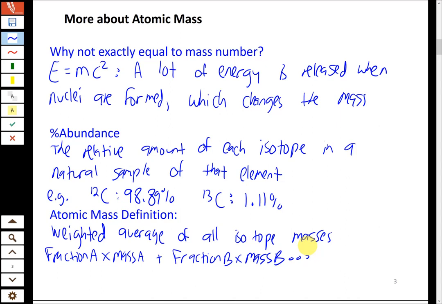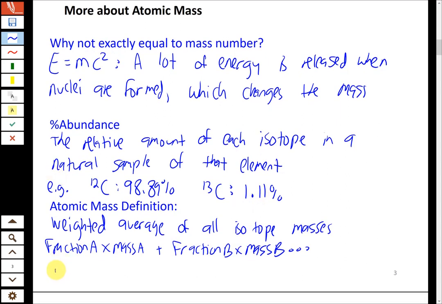For carbon, it's basically 2 that you have to worry about. For other elements, there might be more than 2 isotopes, but it's just the fraction of each isotope multiplied by the mass of each isotope, added together. And just to keep in mind the terminology here, fraction is the percentage divided by 100. Percentages are always out of 100, but for this relationship we need the fractional abundance, which is just the percentage divided by 100. So it'd be 0.9889 for carbon-12, 0.0111 for carbon-13. All right, so that's how we define atomic mass.